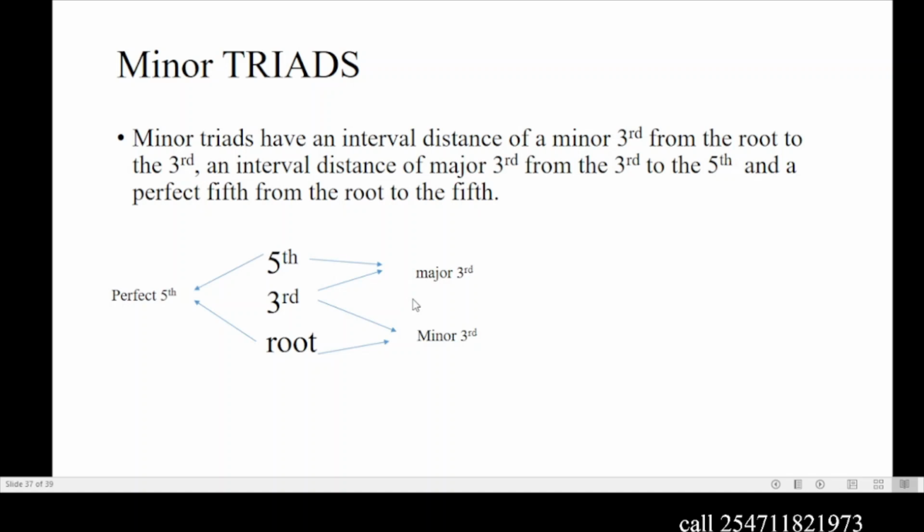You'll notice that the similarity between a minor triad and a major triad is that the root and the fifth both have a perfect fifth. But the differences are in the distance between the third and the fifth and between the root and the third. For a minor triad, from the root to the third, the interval distance should be a minor third, and from the third to the fifth, the interval distance should be a major third.